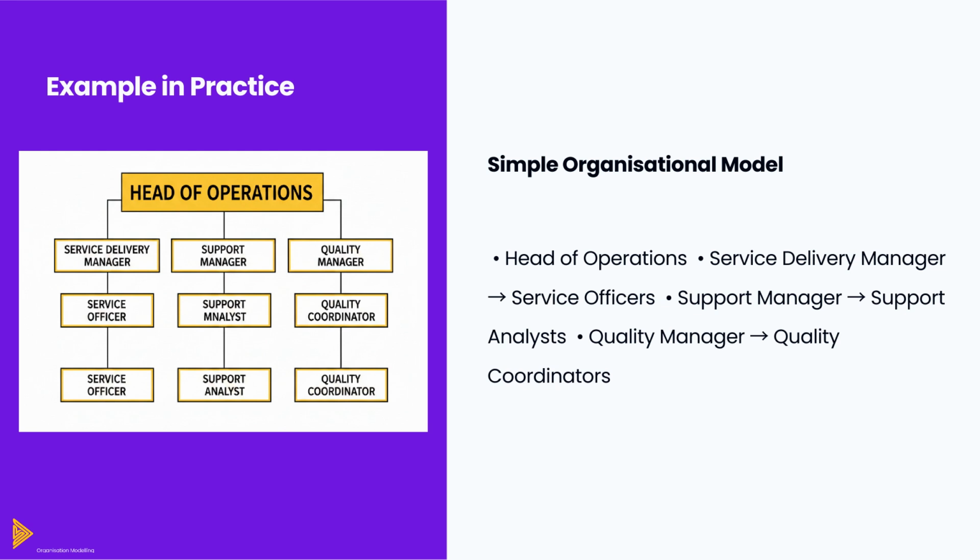Let's look at a real simple example. Here's a sample organization model for a mid-sized service team. At the top, we've got a head of operations. Reporting to them are three managers: service delivery, support, and quality. Below those managers, you'll see the individual roles: service officers, analysts, and coordinators.